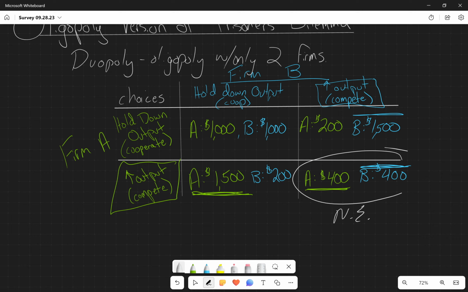So, it would be great if we could get to this outcome, right? This outcome where they cooperate. There's nothing they can do about it? There's very little. Can't do nothing about it when they do stuff like that?